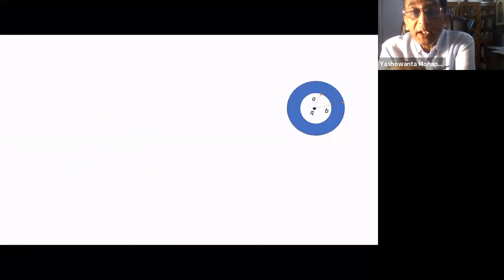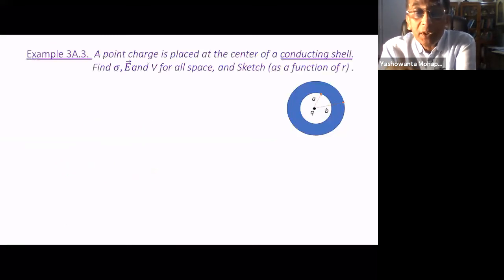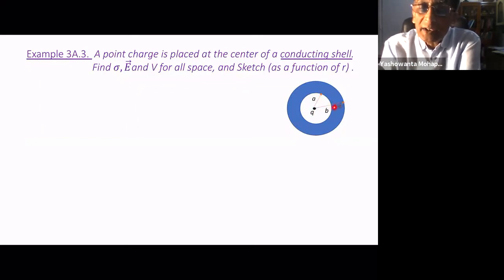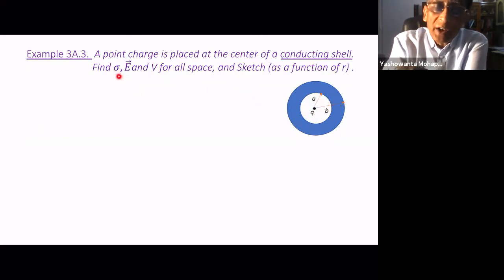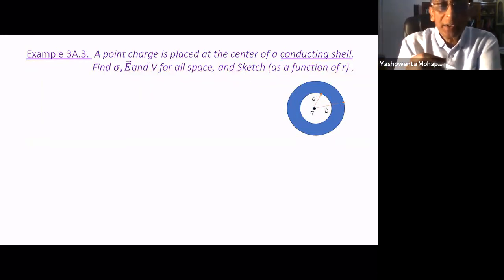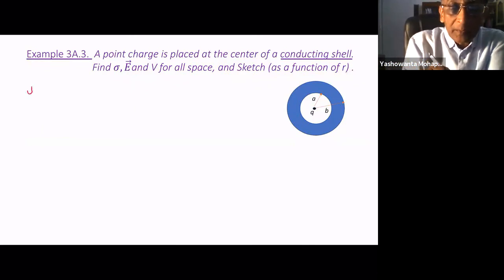All right. Let's take another example. Simple example. You must have done it. There is a point charge at the center of a conducting shell. This is a shell now, and this is radius A, this is radius B. So now let's find out sigma, E and V for all space, and then sketch as a function of R. Let's say first sigma.